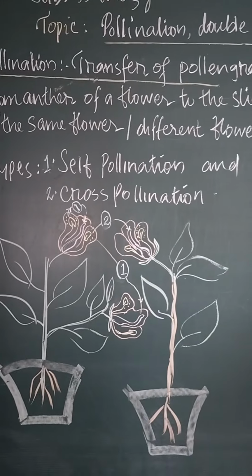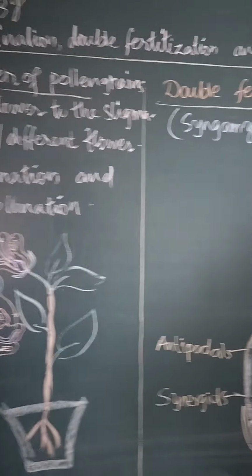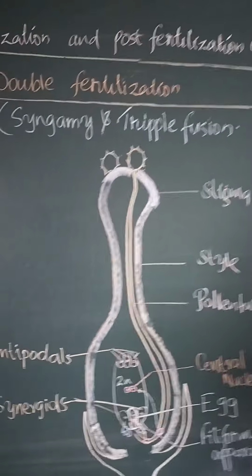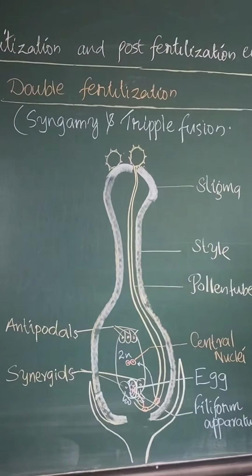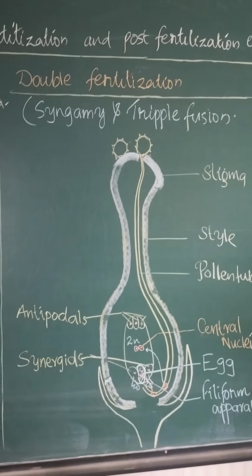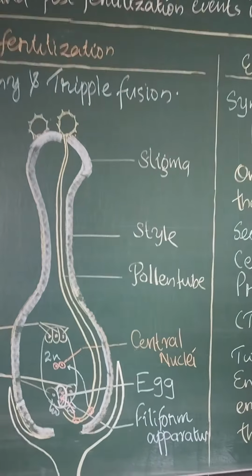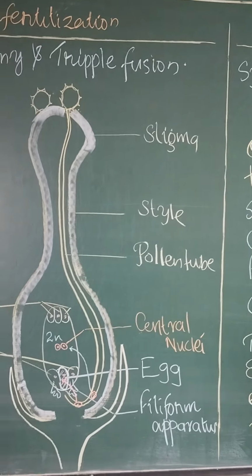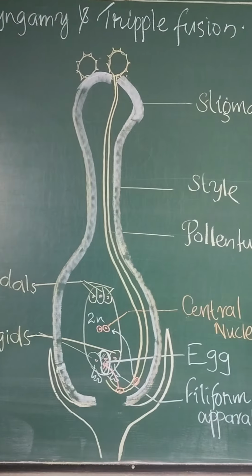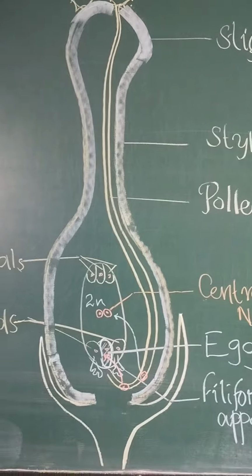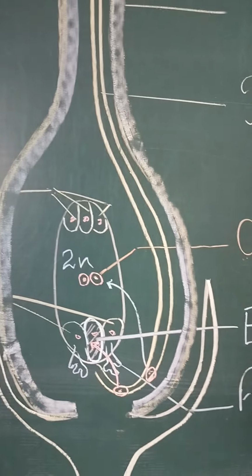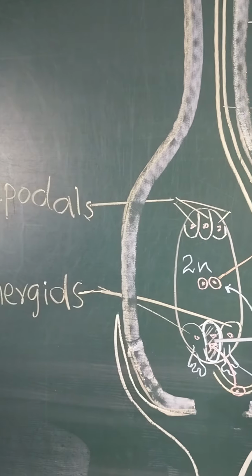Okay. After pollination, the next step happening is double fertilization, which is known as syngamy and triple fusion. You may get diagram-based questions to label the stigma, style or pollen tube and the embryo sac and the egg here in the bottom part of the egg apparatus as shown in the diagram.